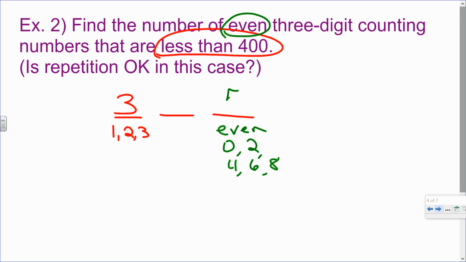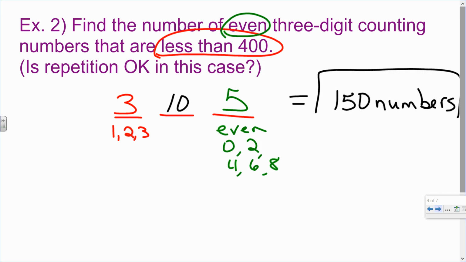5. Do we have any restrictions on the tens digit? So how many choices do I have for the tens digit, Kinsley? 10. 0 up to 9. So we'll put our 10 in there that's not restricted. So how many numbers altogether? 150. And is it okay if I do not list them all out on this one, since there are 150 of them?